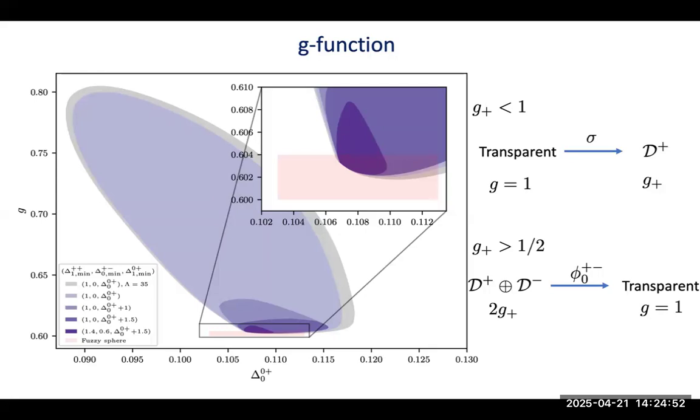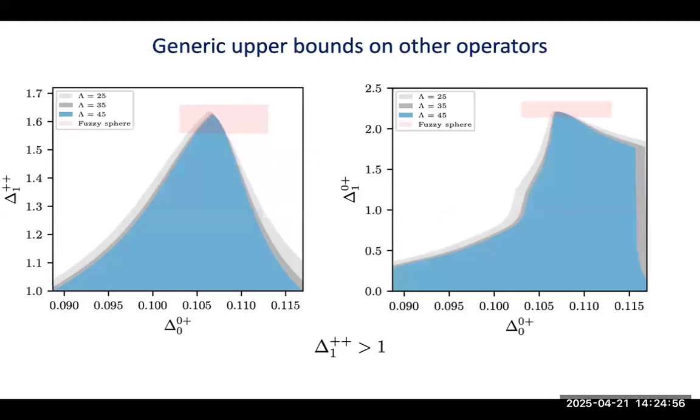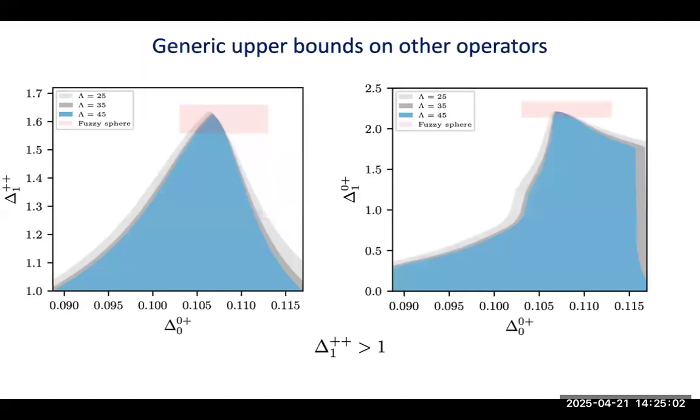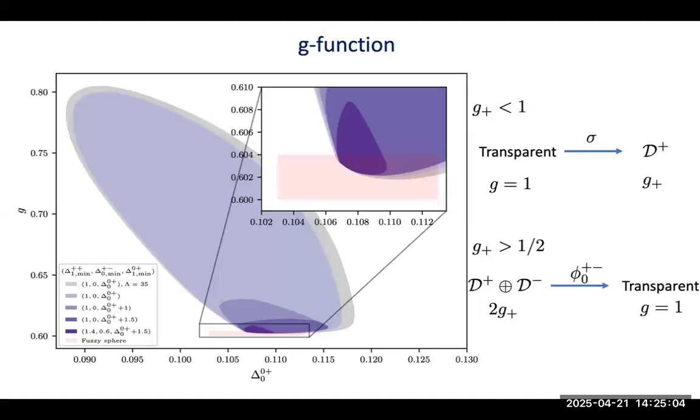The other fact is, here we conclude that the direct sum defect, d plus plus d minus, is unstable to domain walls. The guess is that it flows to the transparent defect under the domain wall perturbation. And for this to happen, G plus needs to be greater than 1/2. Okay, it's greater than 1/2, so everything is consistent. So this is just with minimal assumptions, this big blue egg.